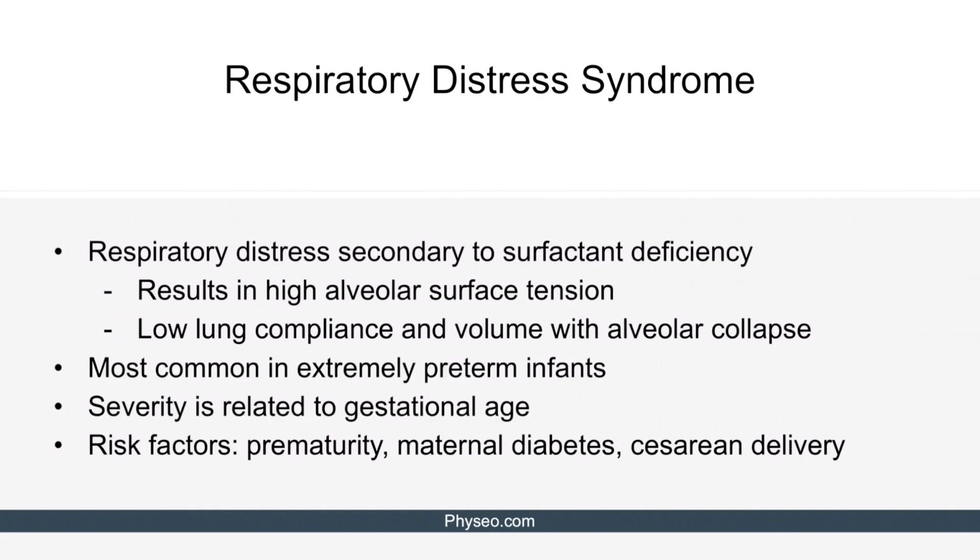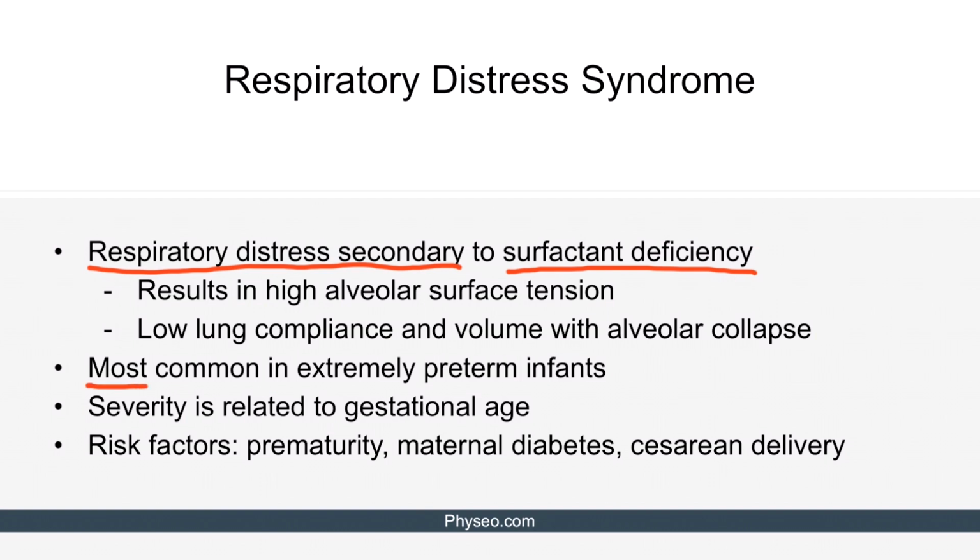Neonatal respiratory distress syndrome is respiratory distress secondary to a surfactant deficiency. A deficiency in surfactant results in high alveolar surface tension. This high alveolar surface tension leads to low lung compliance and low lung volumes with alveolar collapse, causing respiratory distress.